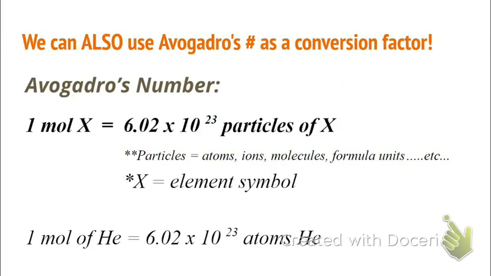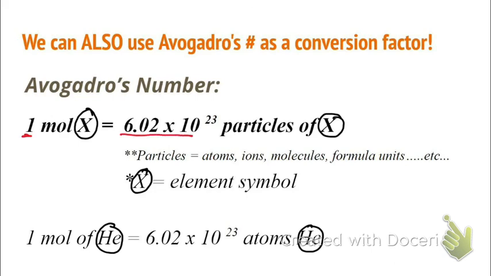Another conversion factor that we can use is Avogadro's number. That is, 1 mole of X is equal to 6.02 times 10 to the 23rd particles of X. So again, X is representing the symbol of the element that we are dealing with. And for here, we're using helium again. And then there's actually no X here that we have to fill in. We are already given these numbers, so we don't even have to look for the numbers.